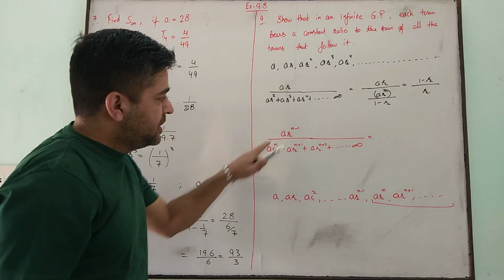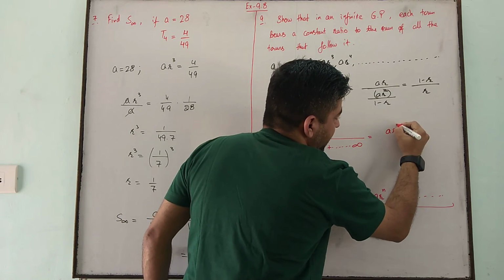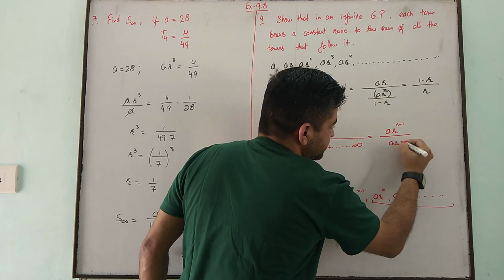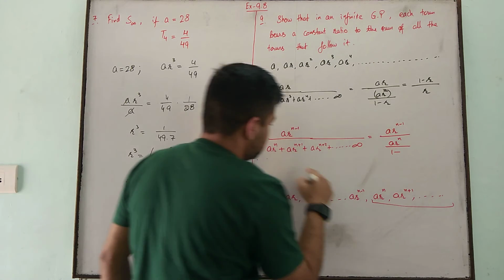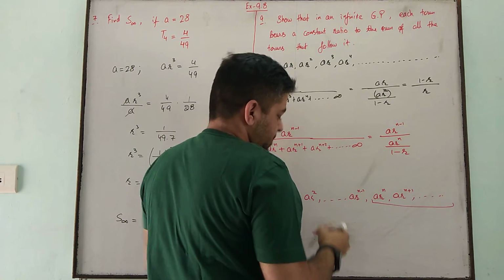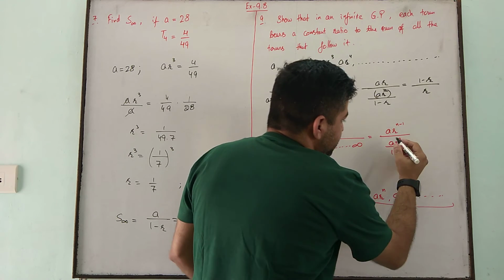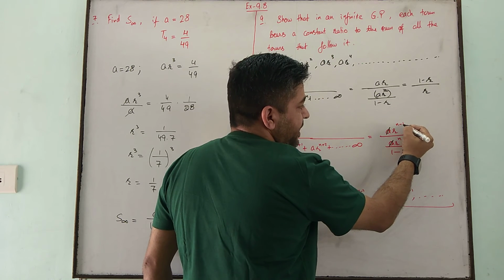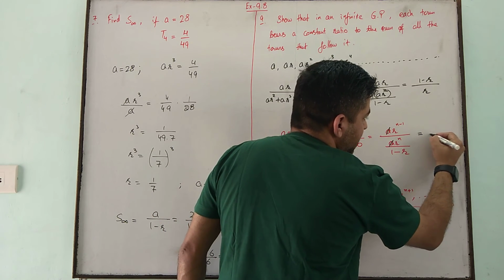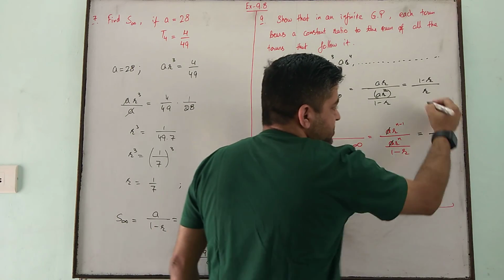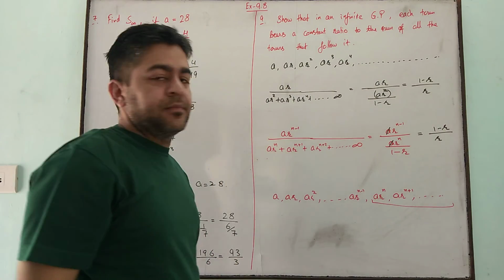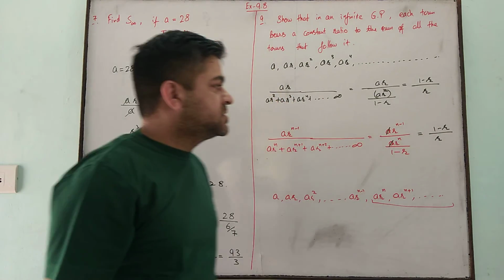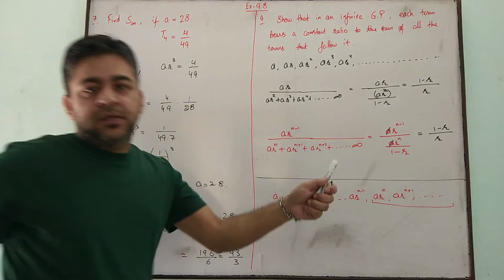Now just simplify this. This is AR to the power n minus 1 divided by the first term upon 1 minus the common ratio R. Now you can see A and A cancel out. This is R to the power n, this is R to the power n minus 1, one less, so we'll be left with R here and 1 minus R in the numerator. So again this is a constant. So this always bears a constant ratio. Right? Just note it down.